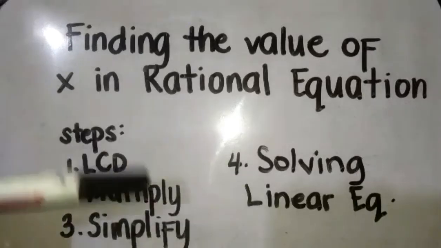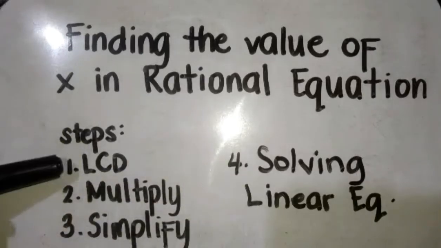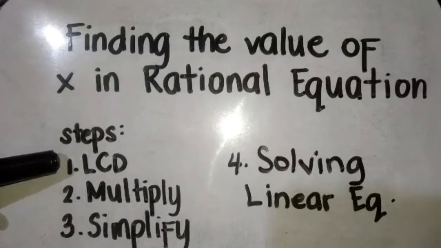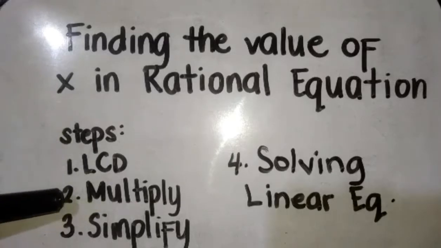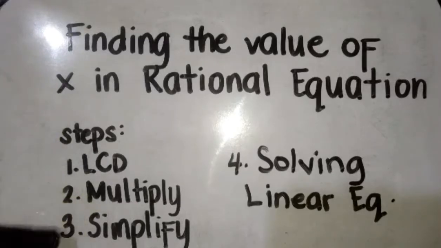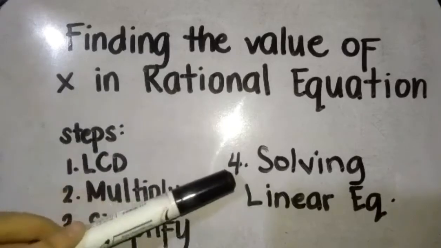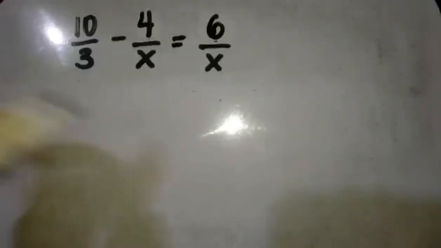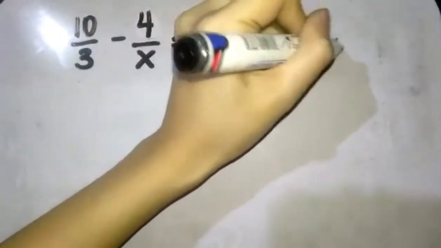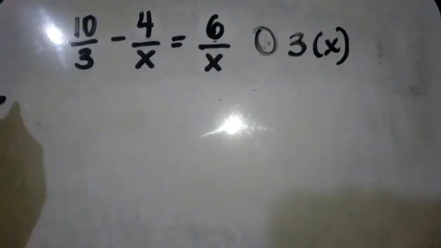And steps in rational equation, we have to find first the LCD, and second, multiply the least common denominator to all the terms, and third, simplify it, and fourth, we will use solving linear equation. Now we have 10 over 3 minus 4 over x is equal to 6 over x. First, we need to find the LCD here, and the LCD is equal to 3 times x.